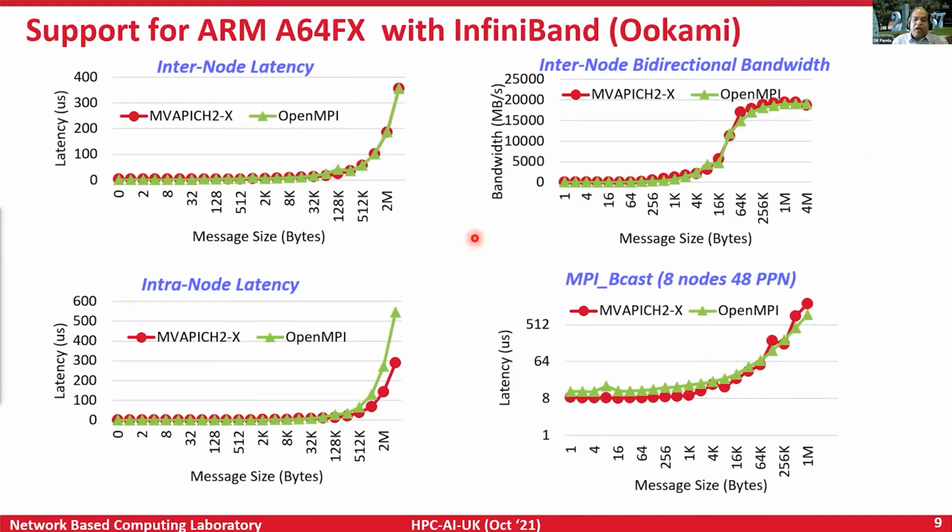Similarly, we support ARM, A64FX, which is actually being used in Fugaku. But as some of you know, it also has an InfiniBand version. This is running on the Ookami system at Stony Brook University here. You can see we are comparing the MVAPICH2-X version with OpenMPI. Inter-node latency is very similar, but intra-node, we have a lot of advanced optimizations. As you can see, with larger message sizes, we are able to give you even better latency.